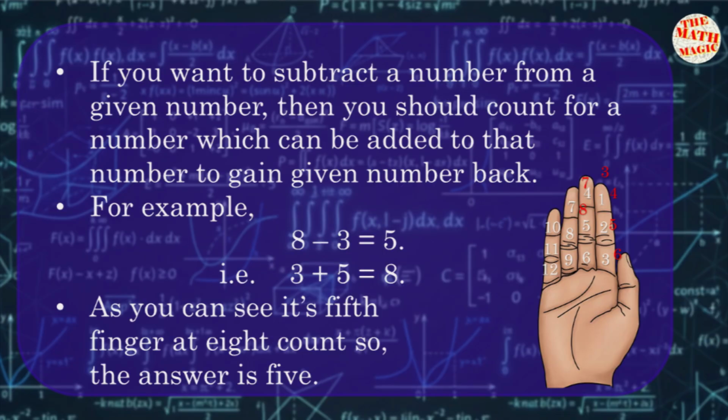If you want to subtract a number from a given number, then you should count for a number which can be added to that number to get the given number back. For example, if we subtract 3 from 8, then the answer will be 5, but it is also stated as 3 plus 5 equals 8. You can also use the fingertip method here.